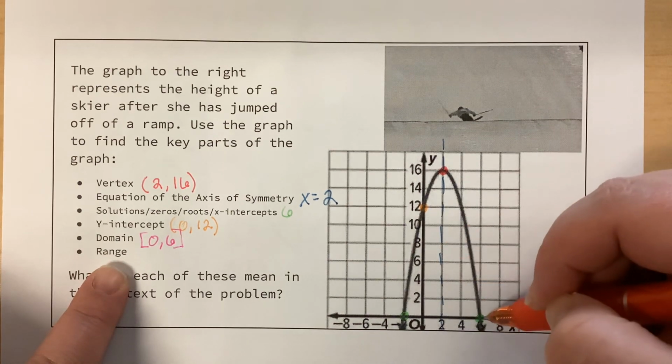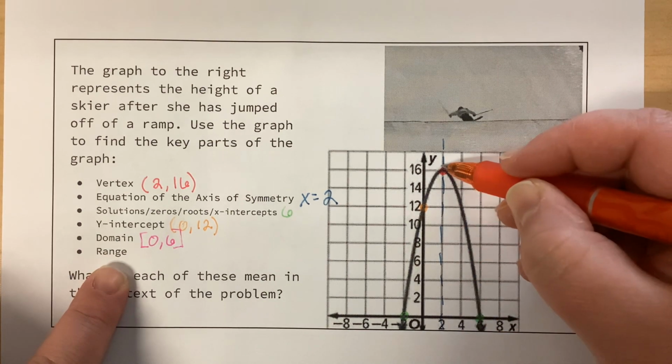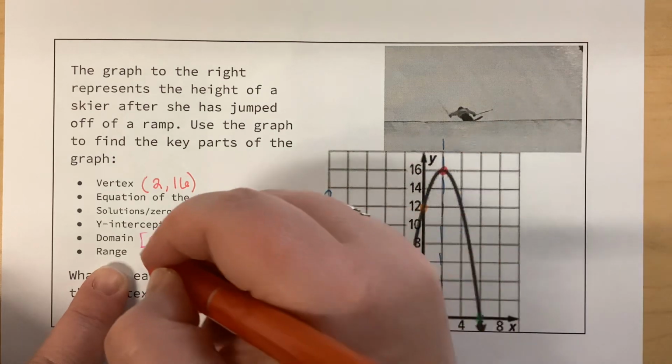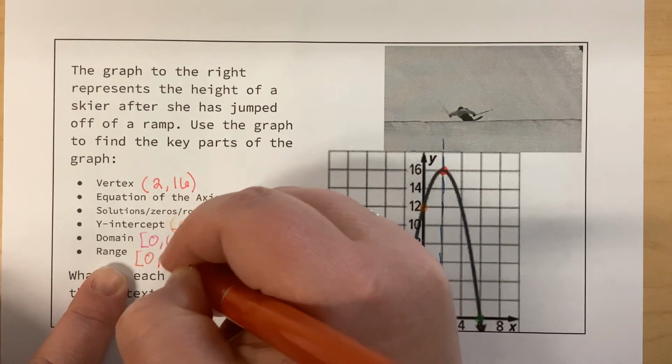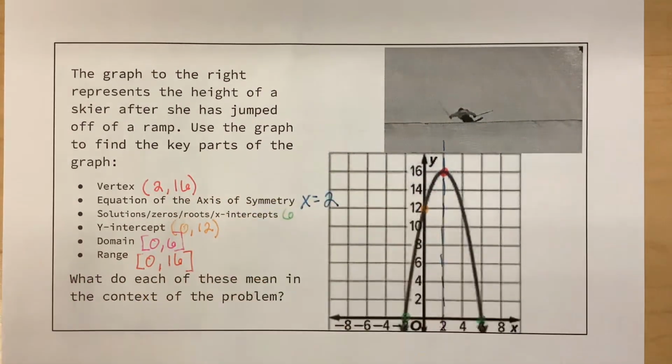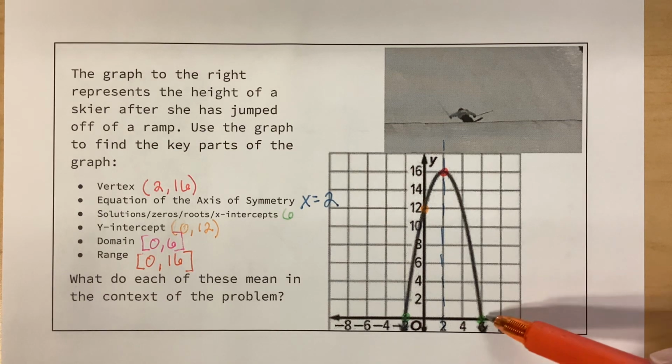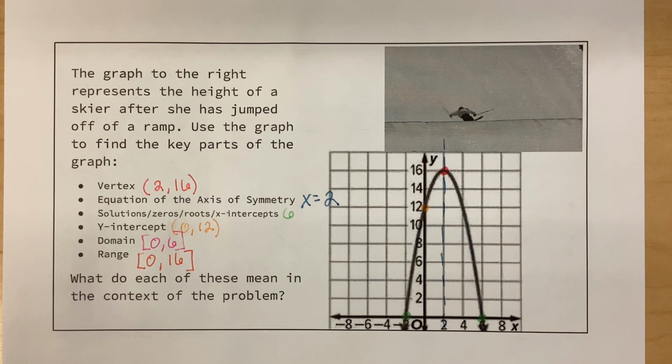The range starts at the bottom. It's from 0 and stops at the highest point, which is 16. So 0 to 16, meaning that the skier had a minimum height of 0 feet. That's when she lands back on the ground, and a maximum height of 16 feet. Okay, let's try one more.